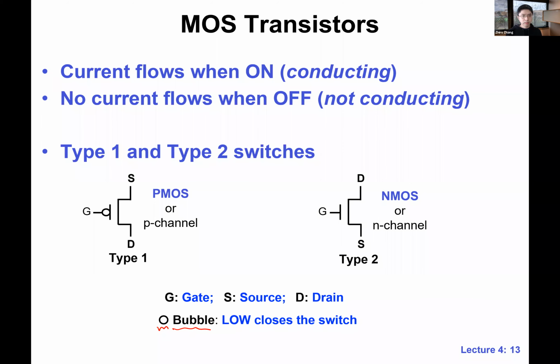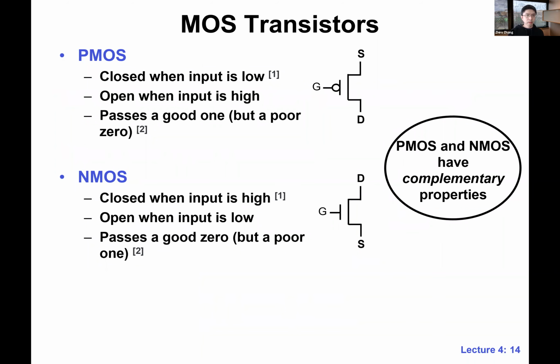If not, let's look at why we need both of them. Actually, these two are complementary to each other. First, their behaviors are opposite: one closes when input is low, the other closes when input is high. And the other important thing is that PMOS can pass a good 1, but a poor 0, and NMOS is good at passing 0, but not 1.